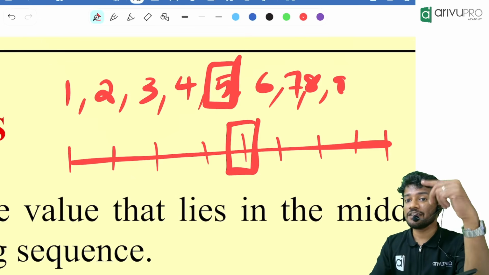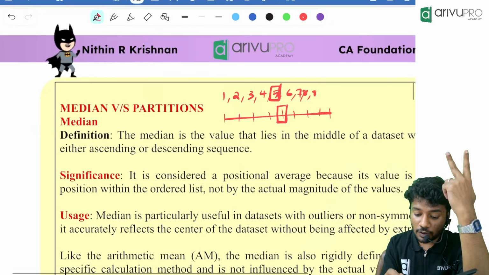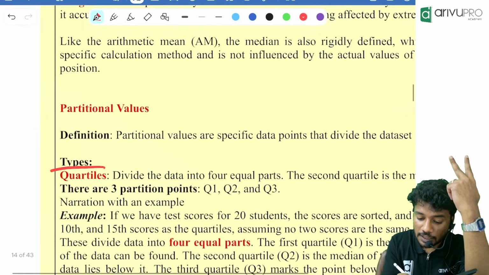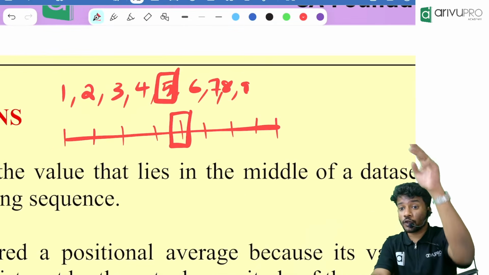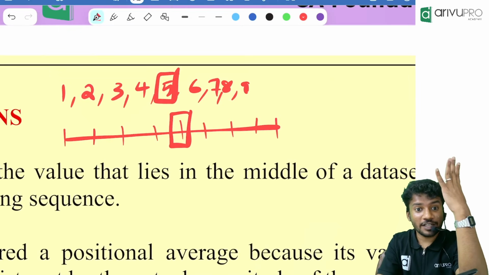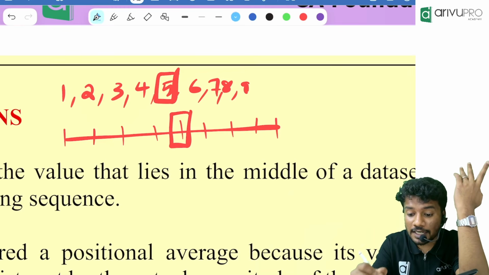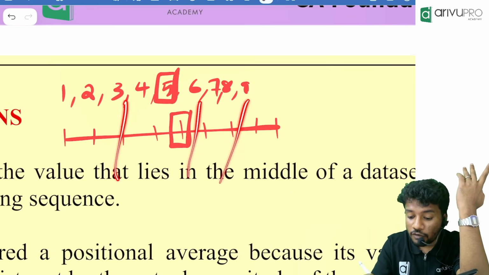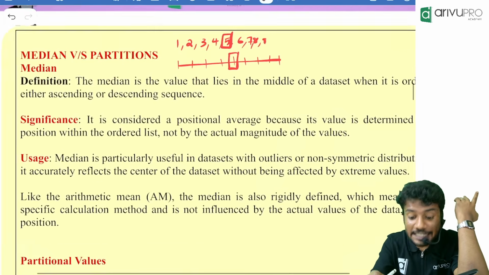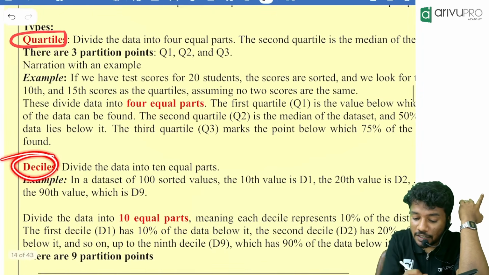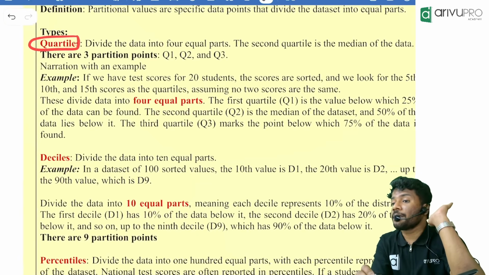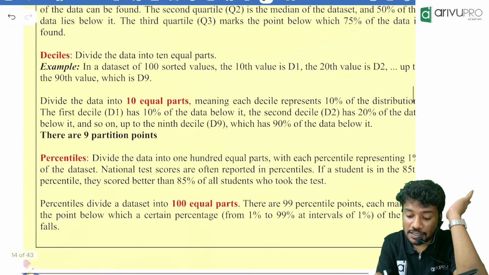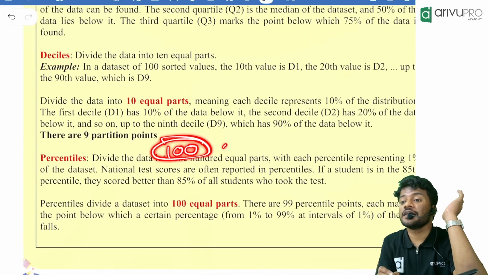Then we will talk about the next one, that is called quartile. So we have 3 quartiles. Do you know how many quarters are there? We know that there are 4 parts, 4 quarters. So what a quartile does is, it will divide the data into 4 equal parts. Then there is something called decile. Decile will divide it into 10 equal parts. Then there is something called percentile, which will divide it into 100 equal parts.